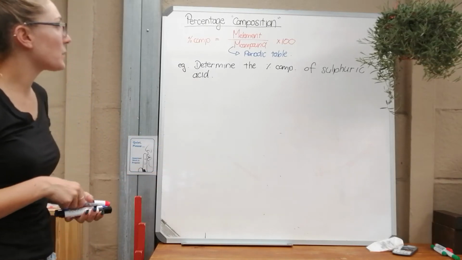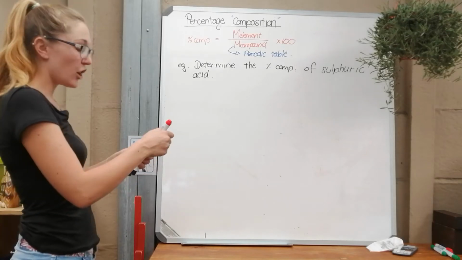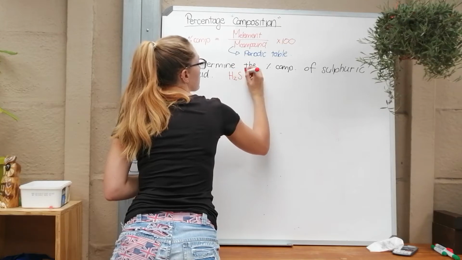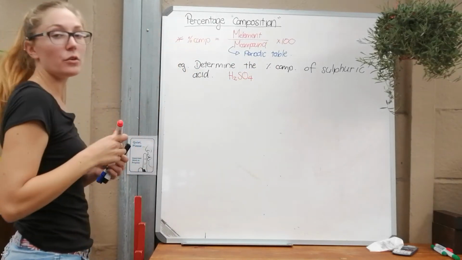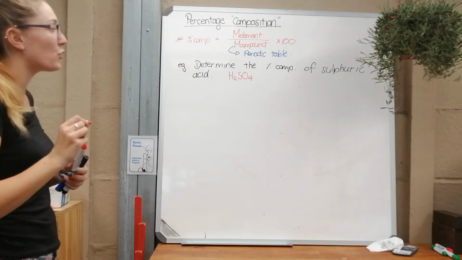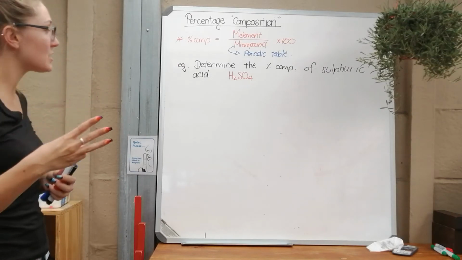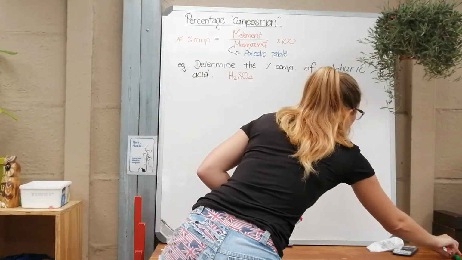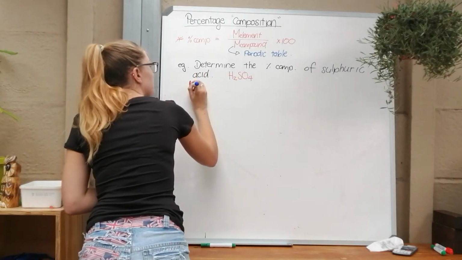Before we can start, we need to know this compound's molecular formula. Hopefully we know it. It is H2SO4. We're going to be using the formula for this whole thing, doing it each time for each element. Our compound here is made up of 3 different elements: hydrogen, sulfur, and oxygen. So we're going to do it for each of them, starting with hydrogen.